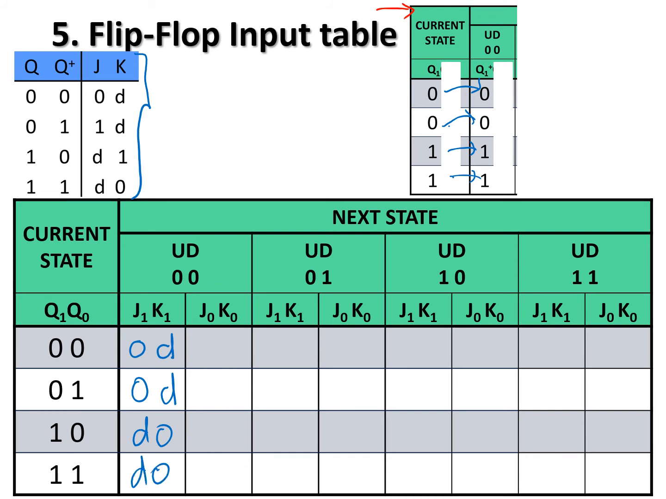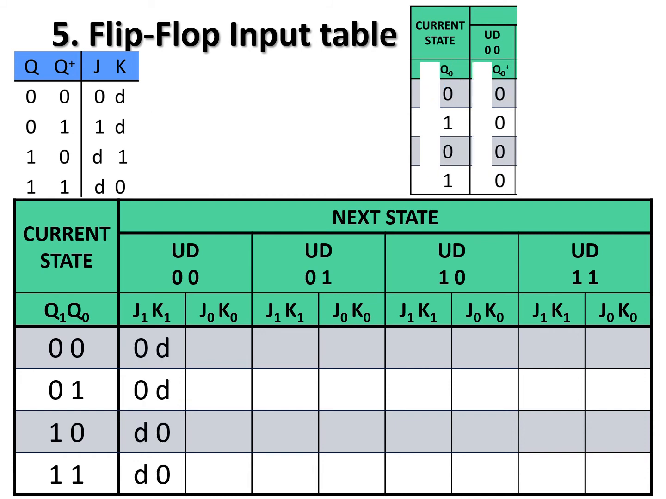Now we're going to look at the next column. This one. Now we're going to focus on flip-flop 0. Again, we look at the transition from a 0 to a 0. That's a 0D. From a 1 to a 0, it's this one, D1. Then 0 to 0, this one, 0D. And then 1 to 0, that's a D1. Okay, so that's the idea. If you want to pause right now and fill in your table by yourself, do the exercise, you can come back and compare with my final table.